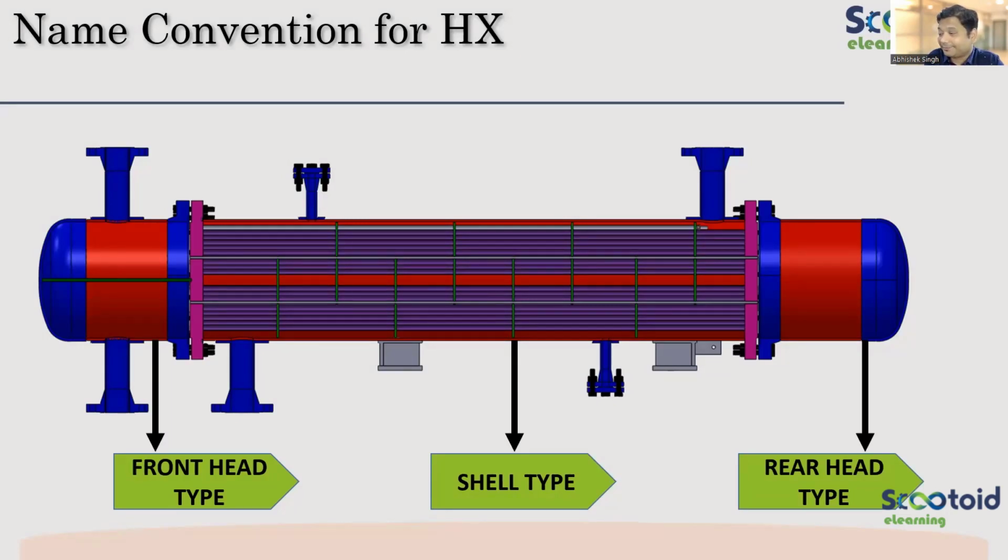Clear? Is it making sense? The complete heat exchanger is divided into 3 parts. Based on these 3 parts, an alphabet will be given so that we will be able to visualize the type by just seeing that alphabet. Isn't that great?